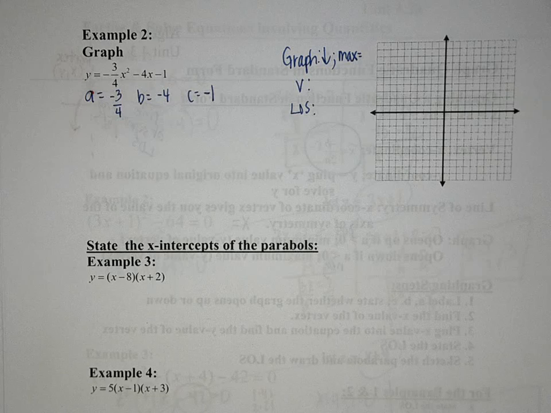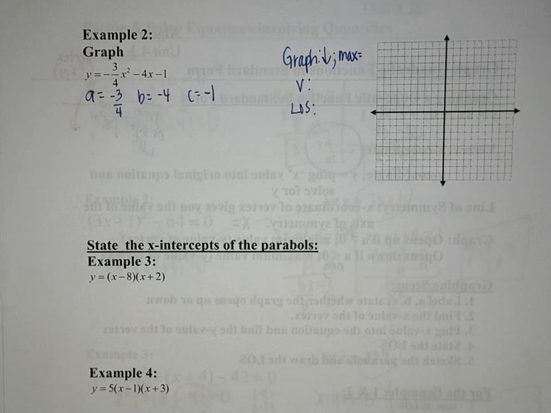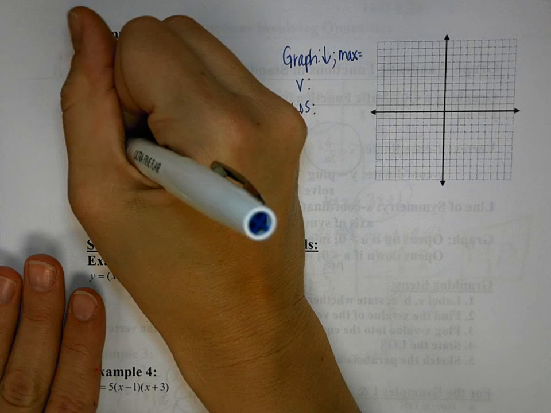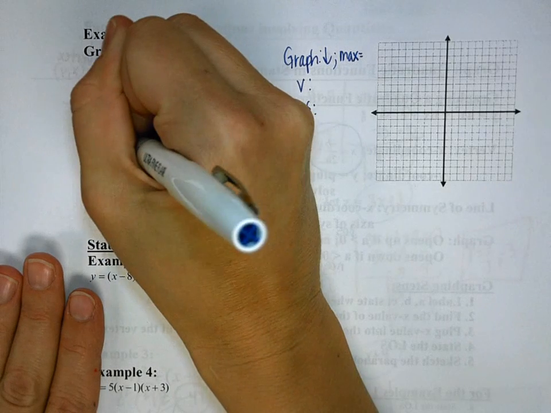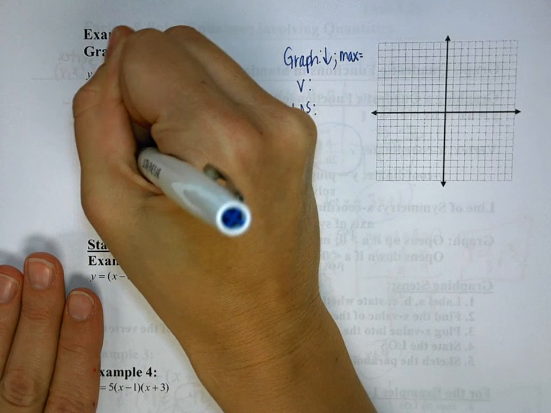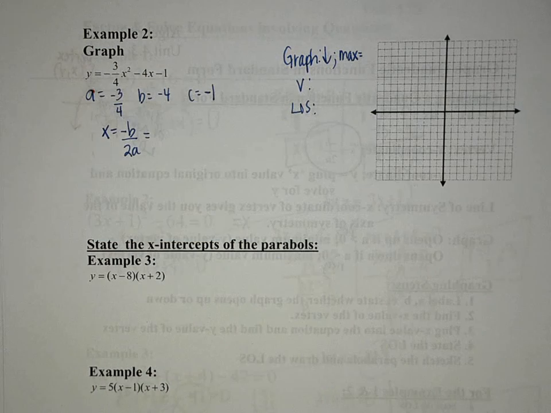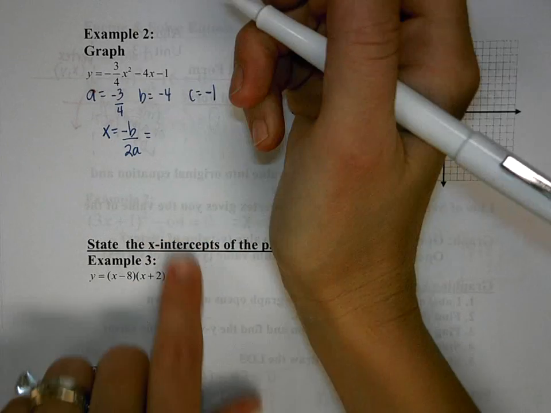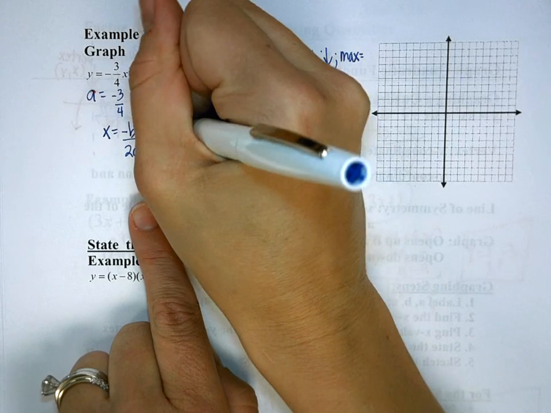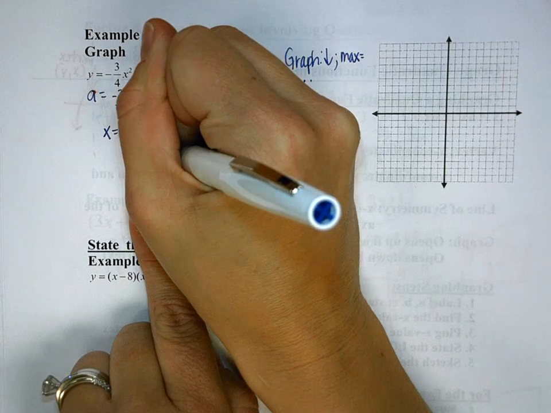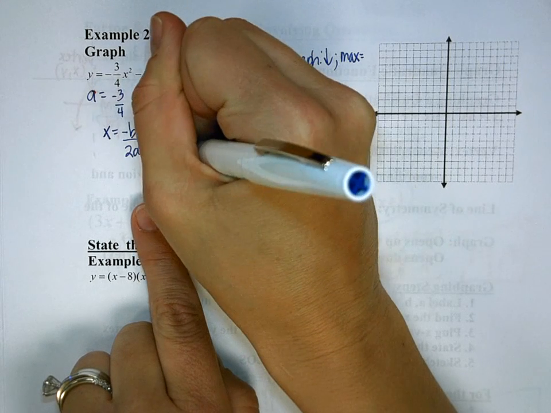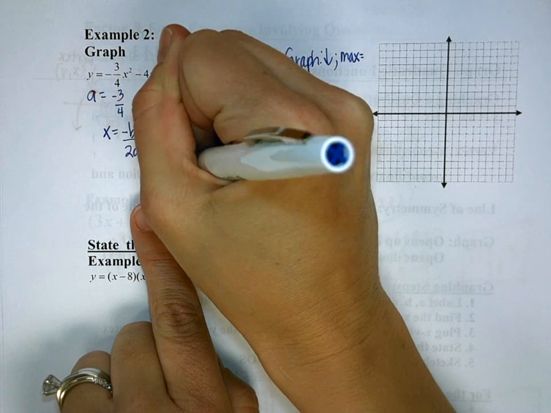Okay, so how do I find the x value of the vertex? Your formula. Anybody remember it? Good job. Negative b over 2a is correct. So what is my negative b value? It's not negative 4. It's going to end up being positive 4 over 2 times negative 3/4.